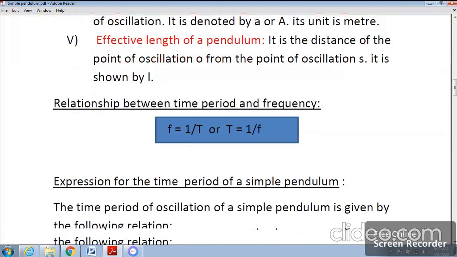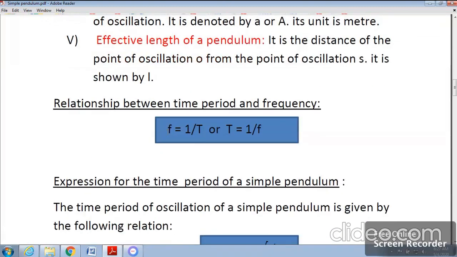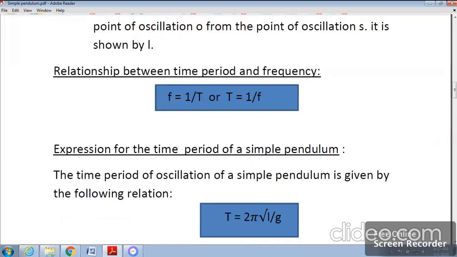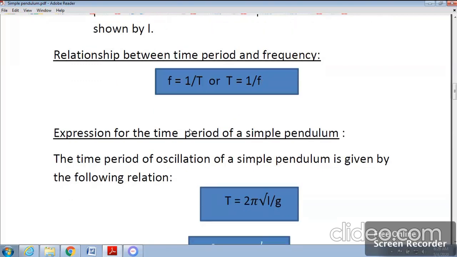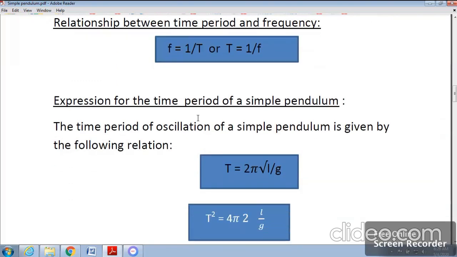Now moving to the next, that is the relation between time period and frequency. Already discussed earlier. Frequency is 1 by time period, or time period is 1 by frequency. By substituting the value of T, we can calculate the frequency, or if we know the frequency, we can calculate the time period of a simple pendulum. Moving on to the next, expression for the time period of a simple pendulum.